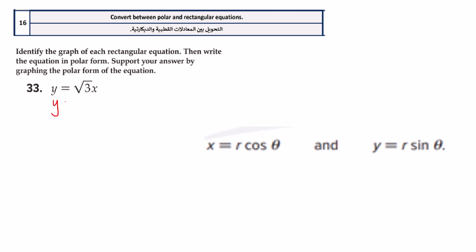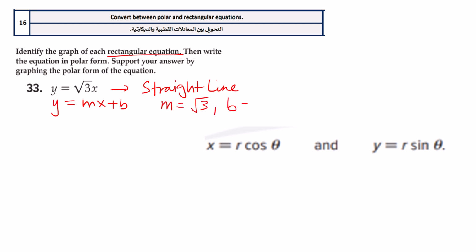Now think, this is just like y equal to mx plus b. So can I say this is the graph of a straight line? Yeah, from the rectangular equation, and here if you see the slope is square root 3 and there is no y-intercept. So this line is going to be just passing through the origin (0, 0) with the slope of square root 3, and it is not meeting the y-axis at all. Okay, now let's go on further and convert this to polar form.